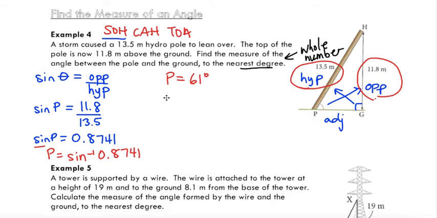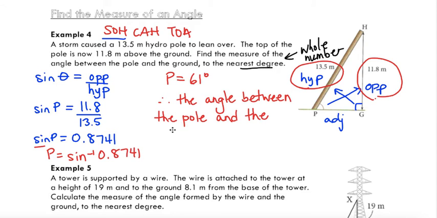And every good word problem needs a concluding statement. So therefore, the angle between the pole and the ground is 61 degrees.